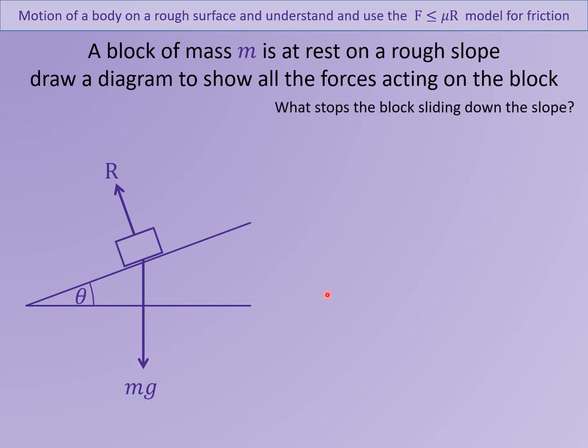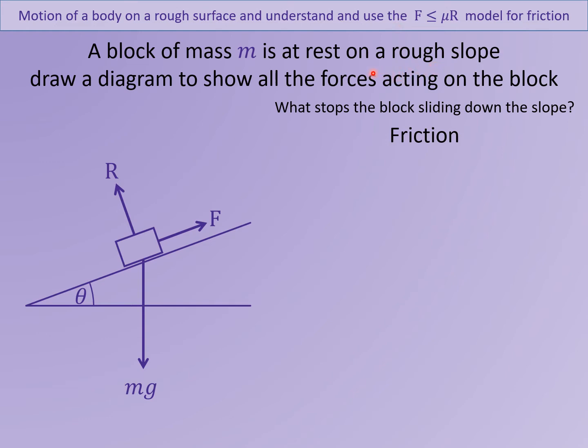So what's stopping that block sliding down the slope? There's got to be something else acting on it. And from what we see here, there's nothing else that's written about. We've not said that it's been pushed or pulled or anything like that. So there's got to be something stopping it moving. And the answer, of course, is friction. A frictional force stops that block from moving. And I know it's got a frictional force because of that key word up there, a rough slope.